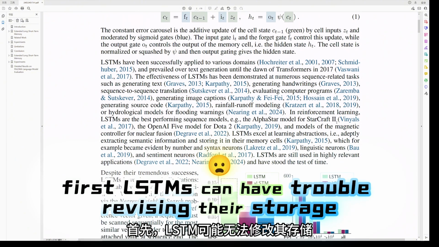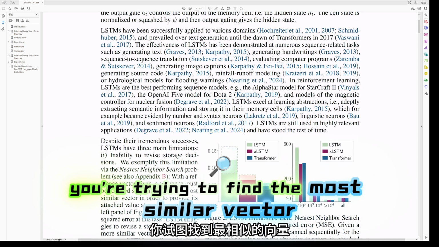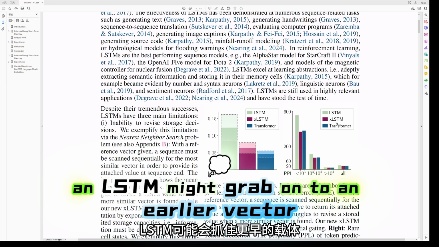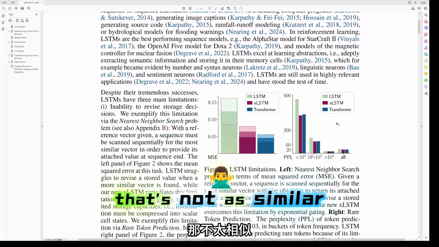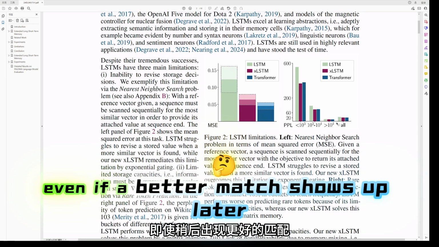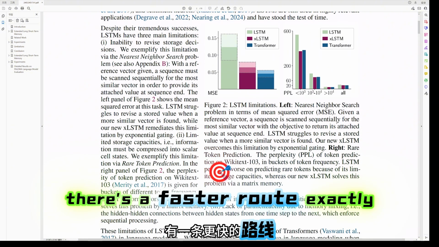First, LSTMs can have trouble revising their storage decisions. Imagine you're trying to find the most similar vector to a reference vector in a long sequence. An LSTM might grab onto an earlier vector that's not as similar and then fail to update its choice, even if a better match shows up later. So it's like holding onto an outdated map even though you've got GPS telling you there's a faster route.